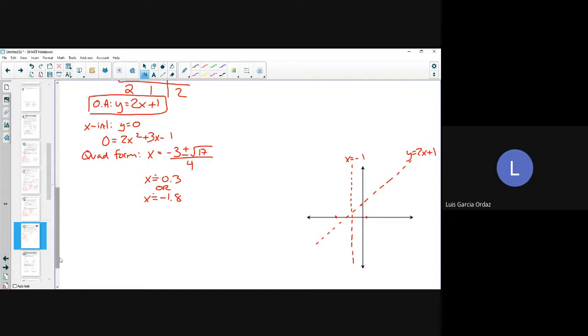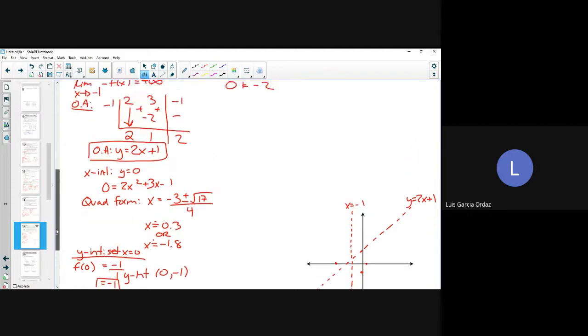Now for my y-intercept, I can set x is equal to 0 for f of x. So f at 0, I just get negative 1 over 1, which is equal to negative 1. So my y-intercept happens at 0 and negative 1. So now I have to figure out my end behaviors. This is the only bad thing about these questions, that you have to do a crap ton of work just to figure out how to sketch the graph properly.